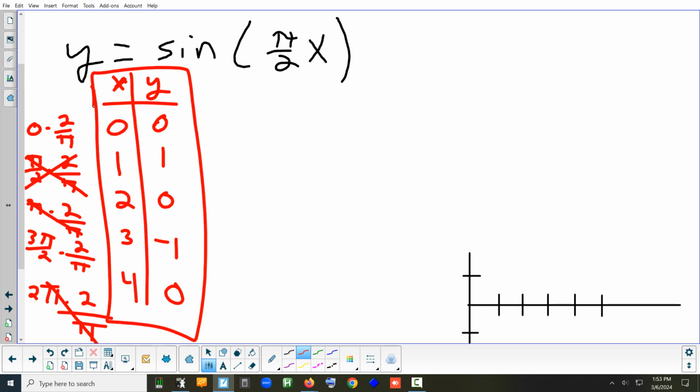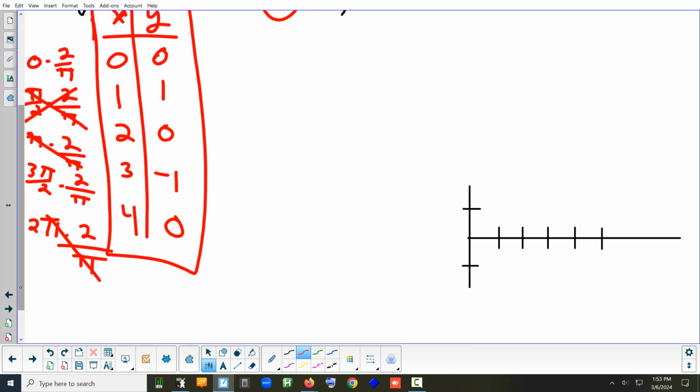So this is the only problem we've graphed so far this week where all the x's are nice numbers. And all the x's are nice numbers because of this. That canceled all the pi's. So on your graph this time, you really don't need to label anything, because if you don't put any labels, you always assume each tick mark is 1. And this time, it is. Okay. 0, 0. 1, 1. 2, 0. 3, negative 1. 4, 0. And then make your sketch.